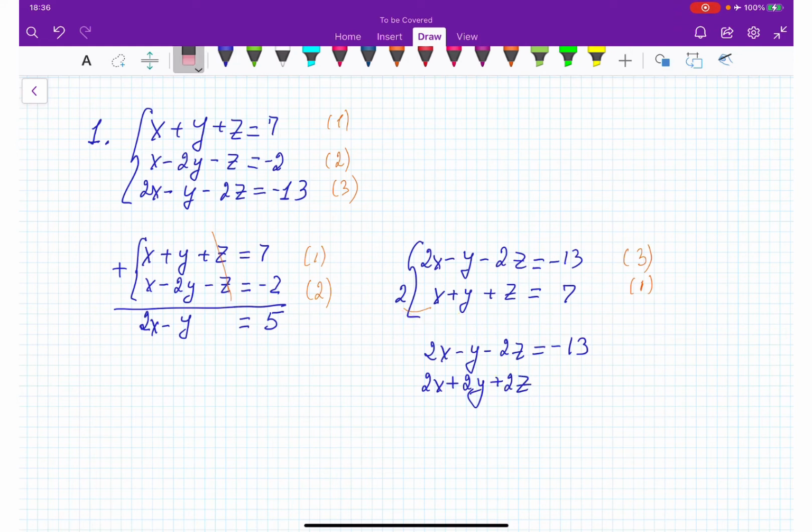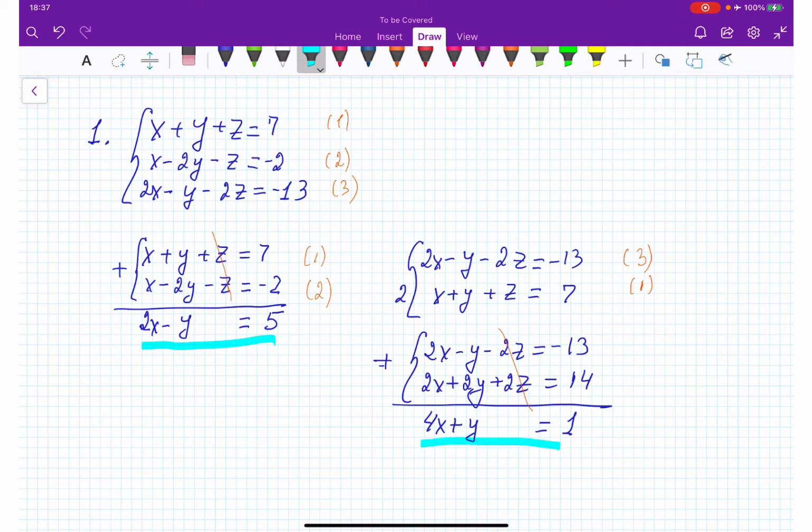Let me clean this to avoid mess. 2z is equal to 14. So if I add, negative 2z and positive 2z are gone. I have 4x plus y is equal to positive 1. So I got x and y here, and x and y here. Now I'm combining these two in a system of equations and solving it.